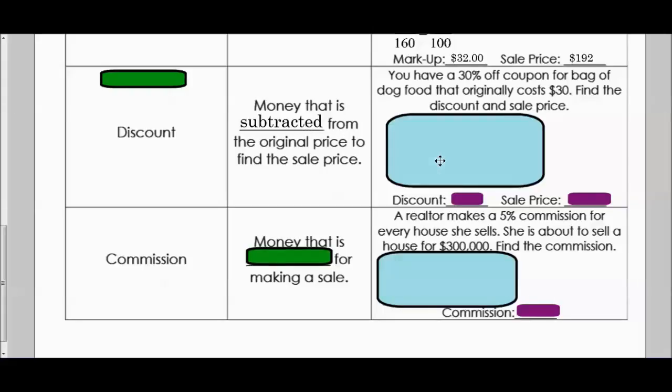You have a 30% off coupon for a bag of dog food that originally cost $30. So we're going to be saving some money out of this $30. It should cost less than that by the time we get to the sale price. We're going to find the discount and we're going to find the sale price.